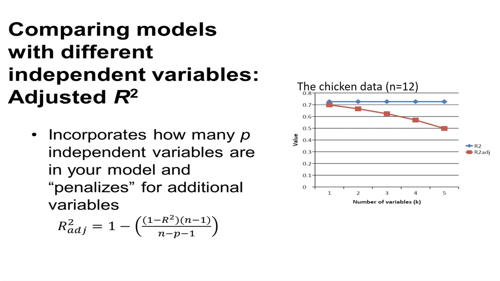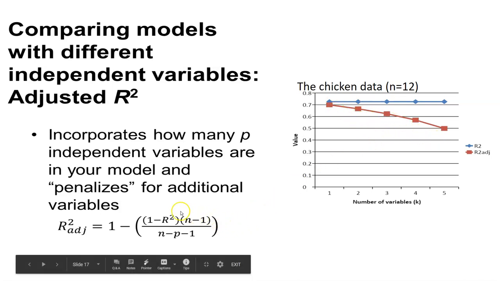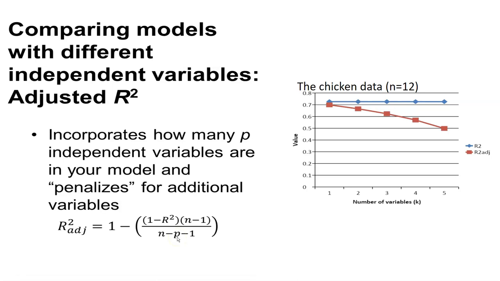Here the values are expressed as a proportion, but we can see the R squared value in the chicken data doesn't really go down if we add more variables, but the adjusted R squared does. You can think of the adjusted R squared going down as penalizing you. If you have p as a very large number, the denominator here would be smaller, such that your adjusted R squared would go down as p increases. And so the adjusted R squared is an important value to report when we talk about multiple linear regressions, because it incorporates how many independent variables are in your model, and it penalizes you for any additional variables.